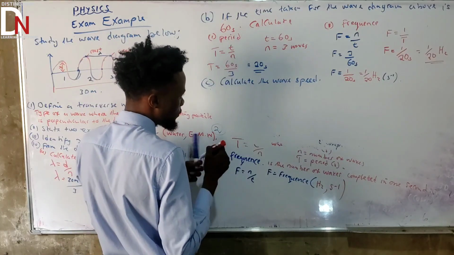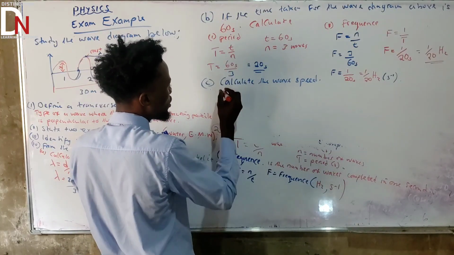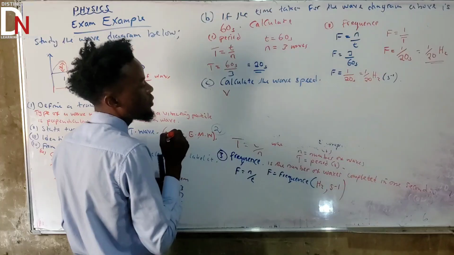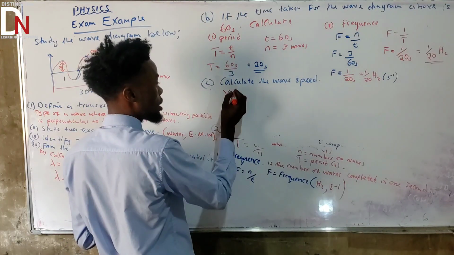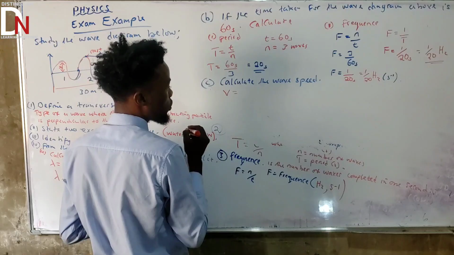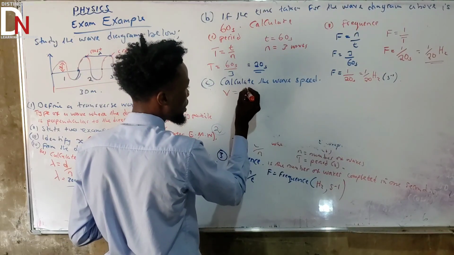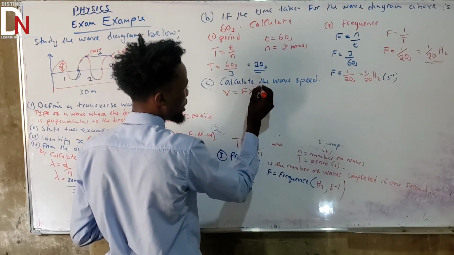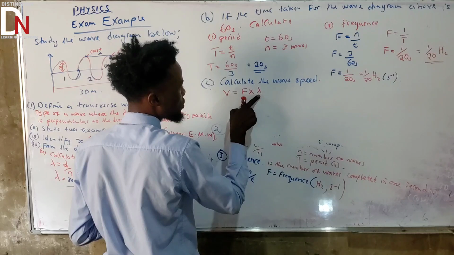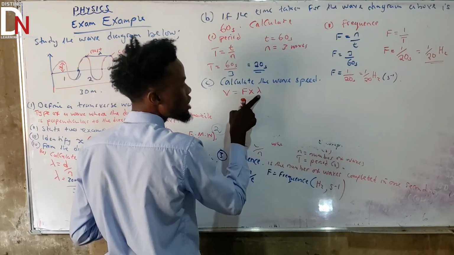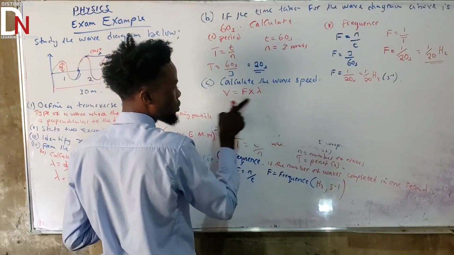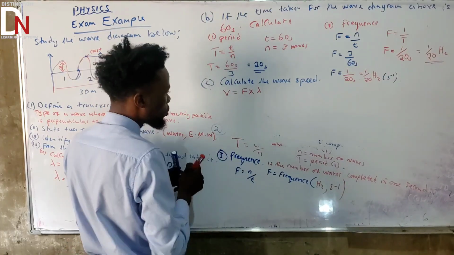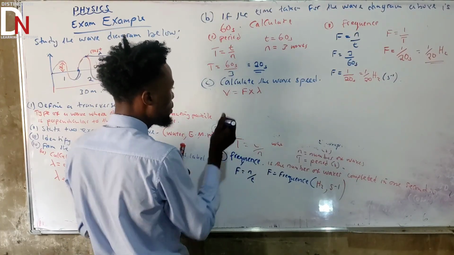So the formula for wave speed is: v, which stands for the speed of the wave or velocity of the wave, that's the same thing, equals frequency multiplied by lambda. Remember that lambda is wavelength. So you multiply these two, then you are going to get the velocity, or the speed of the wave.